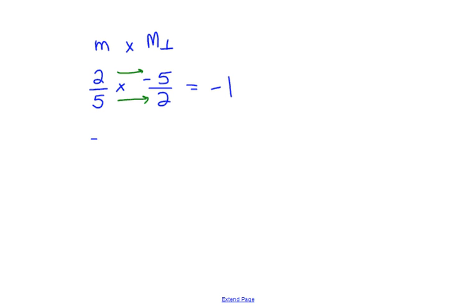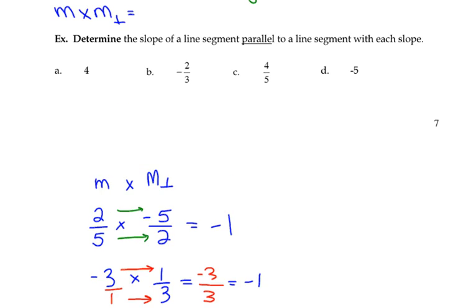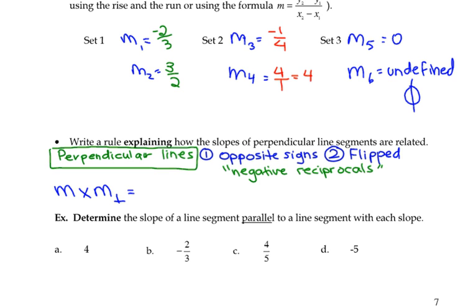If my slope is negative 3, what's the perpendicular? What is this as a fraction? Positive 1/3. Remember, negative 3 as a fraction is negative 3 over 1. So opposite sign and flipped. Let's multiply. What's negative 3 times a third? So go straight across. Negative 3 divided by 3 equals negative 1. And so whenever we multiply a slope with its perpendicular slope, it'll always equal negative 1. Okay, negative 1.